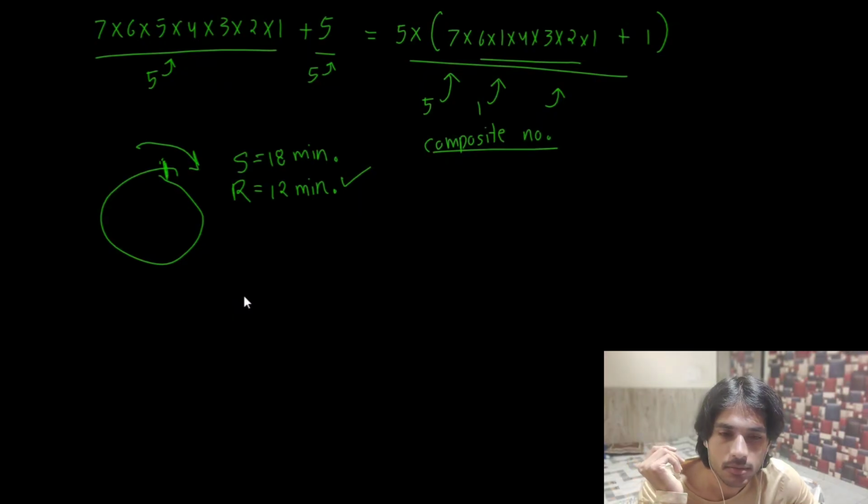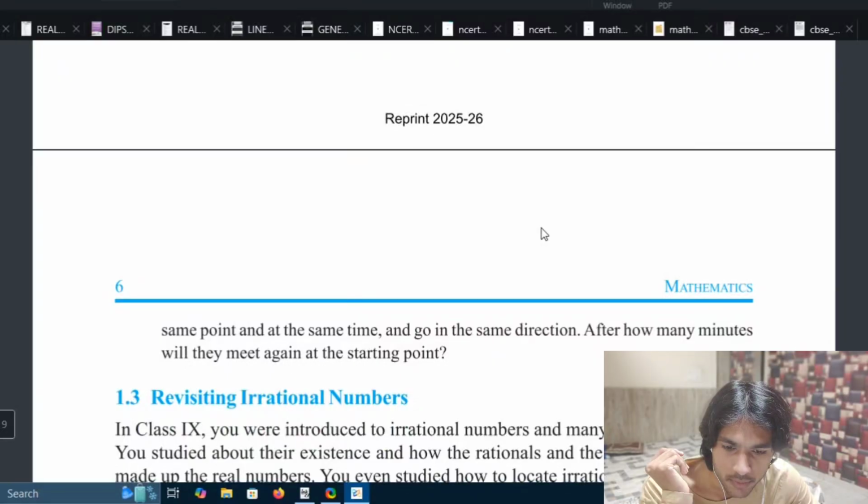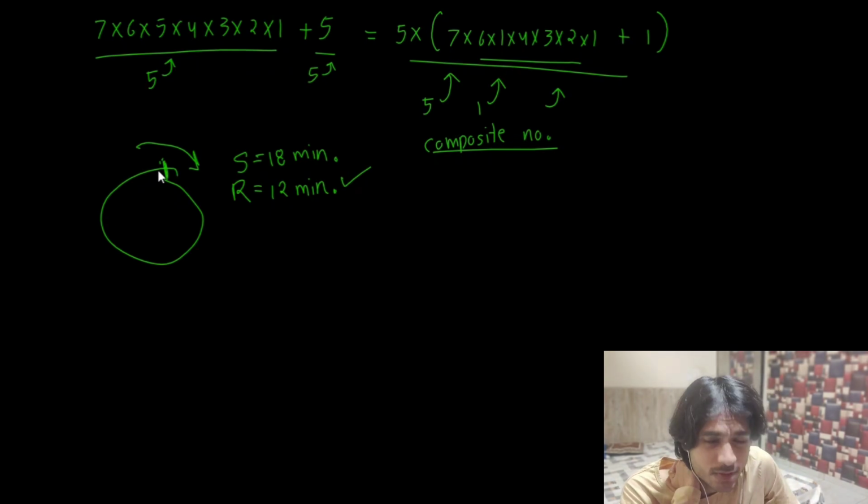Is it asking me the rounds? Suppose they both start at the same point at the same time. After how many minutes will they meet again at the starting point? Okay, they have to meet at the starting point, right? So they will start from here and they will have to meet again here. I told you it was not a tough question. So they have to start from the starting point and go in the same direction, and I have to find how many minutes it will take for them to meet again at the starting point.